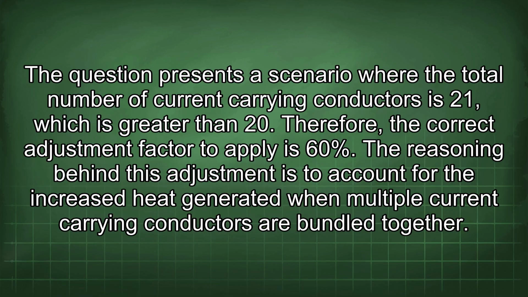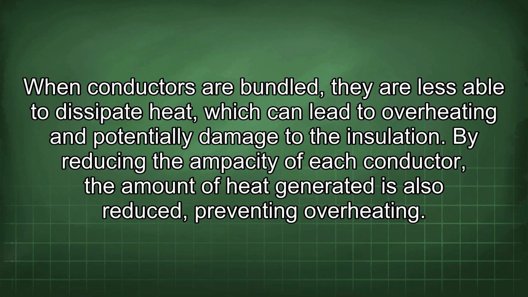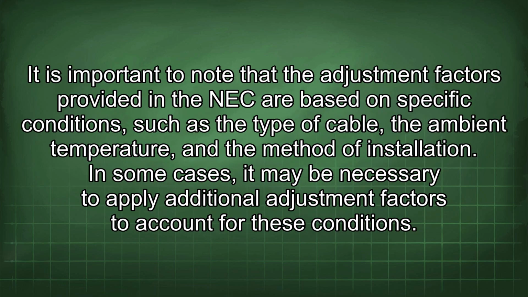The reasoning behind this adjustment is to account for the increased heat generated when multiple current-carrying conductors are bundled together. When conductors are bundled, they are less able to dissipate heat, which can lead to overheating and potentially damage to the insulation. By reducing the ampacity of each conductor, the amount of heat generated is also reduced, preventing overheating. It is important to note that the adjustment factors provided in the NEC are based on specific conditions such as the type of cable, the ambient temperature, and the method of installation. In some cases, it may be necessary to apply additional adjustment factors to account for these conditions.